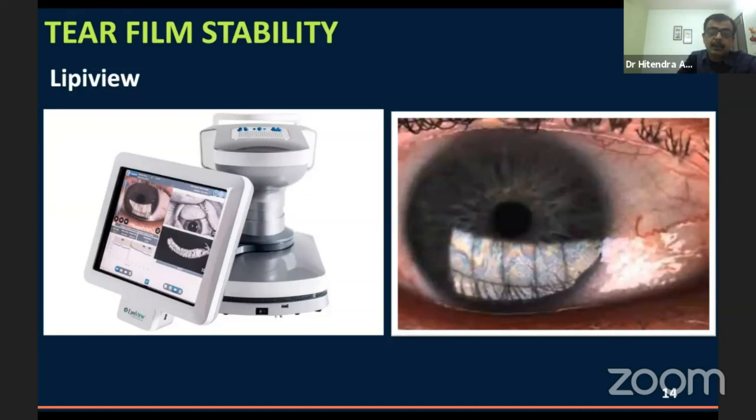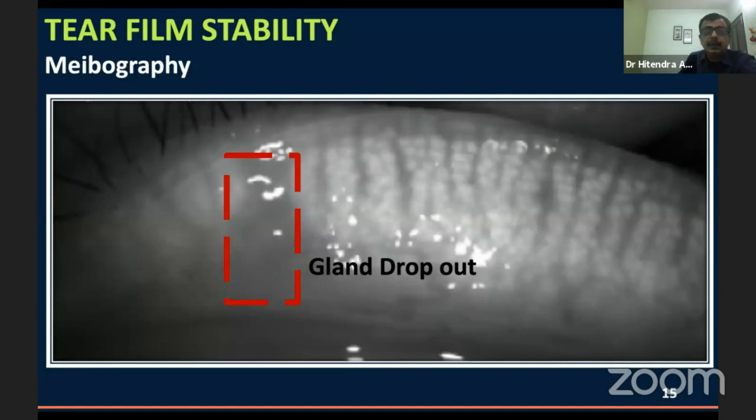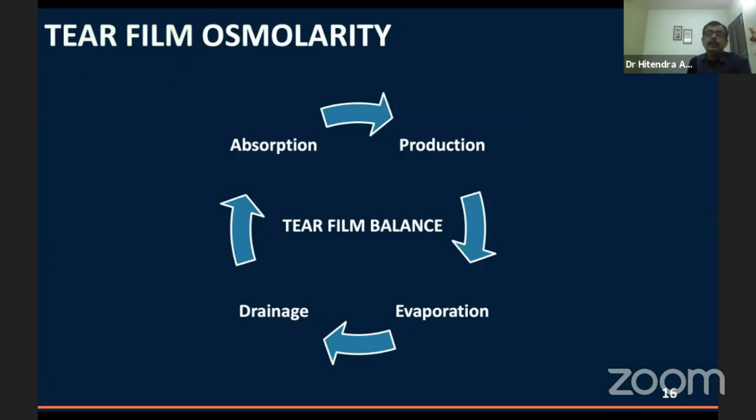And if we are aiming to test the tear film lipid layer, LipiView is a good diagnostic tool. It will tell us the health of the lipid film, and also give information on how much the meibomian glands are working and how much is the dropout, and this can be very nicely discussed with the patient and further managed.